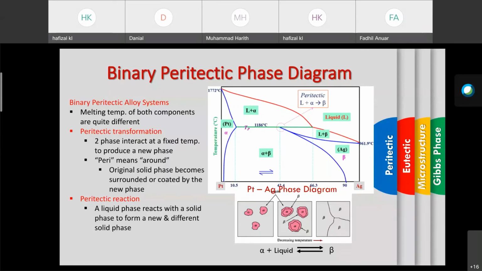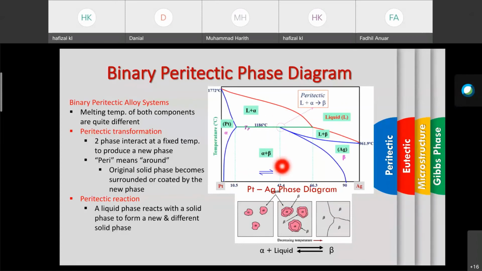Okay, the peritectic happens when we look at this point. We have the transformation of alpha and liquid to the beta. Okay, here you can see from the alpha and liquid to the beta, alpha and liquid to the beta, whereby the alpha does not exist within the beta due to the beta surrounding and encapsulating the alpha here.